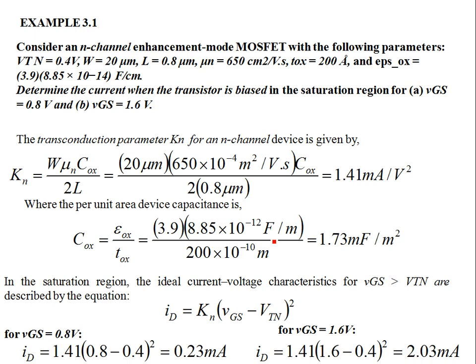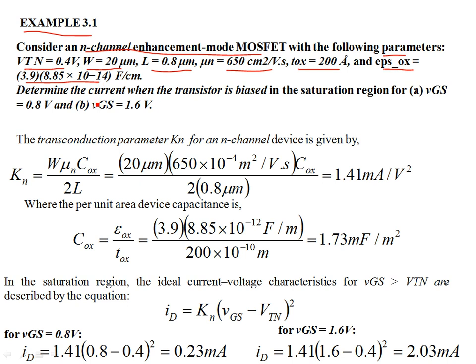Now, let's have a look at an example that illustrates this idea. Consider an N-channel enhancement mode MOSFET with the following parameters. The threshold voltage is given as 0.4 volts. The width and the length are 20 and 0.8 micrometers. Mobility is given in centimeters squared per volt second. The thickness of the oxide is 200 angstroms, and epsilon oxide, for silicon dioxide, is 3.9 times 8.85 times 10 to the power minus 14 farads per centimeter.